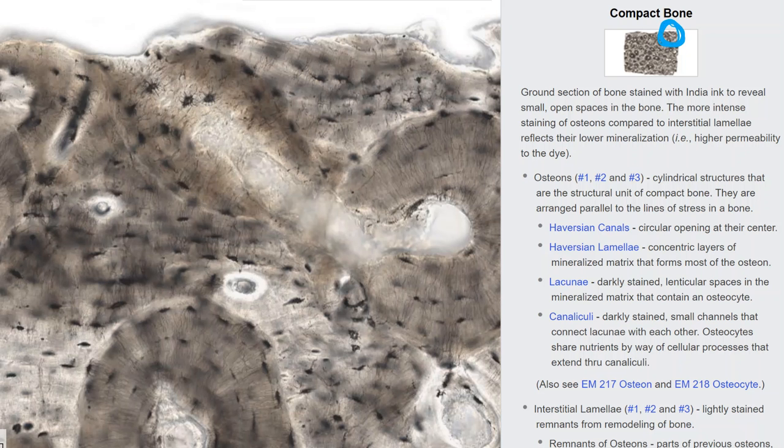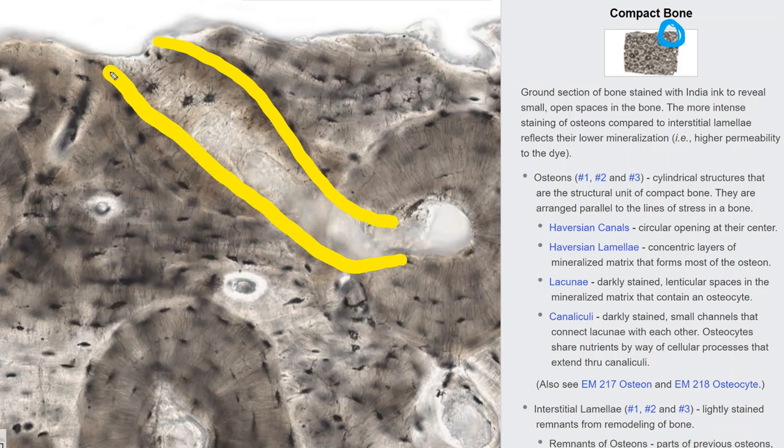This is a perforating canal. Do you see how it's coming in from the side and kind of connecting to the central canal? So it's coming in from the side of the bone instead of the middle of the bone. It doesn't go down the middle of the osteon, it comes from the side. This is a Volkmann's, or perforating canal. So perpendicular one is perforating, haversian or central is parallel to the osteons.